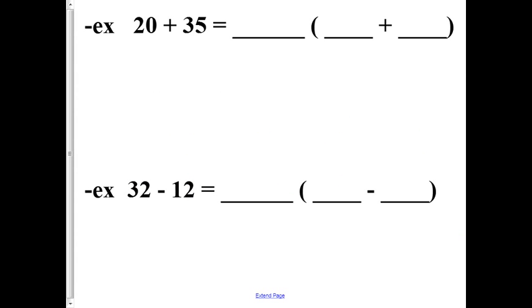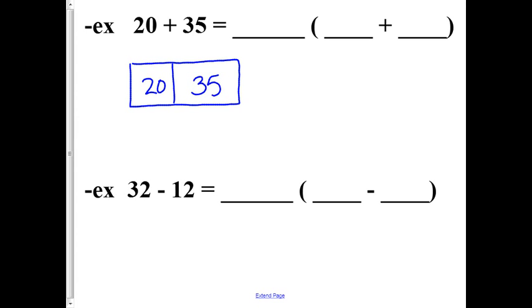So if I want to factor 20 plus 35, again, I could think of this a couple different ways. I could think of it as an area model, where I have 20 plus 35. The biggest number I can possibly get that is a common factor of 20 and 35 is 5. And it's 5 times 4 to give me 20, and 5 times 7 to give me 35. So the best factorization of 20 plus 35 is 5 times the sum of 4 and 7.